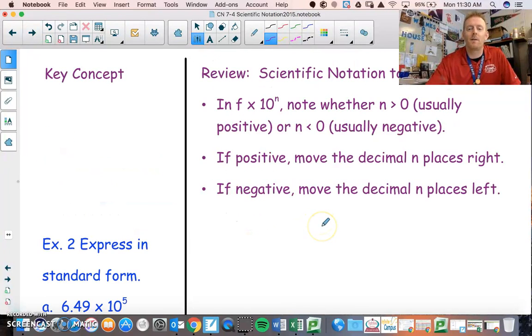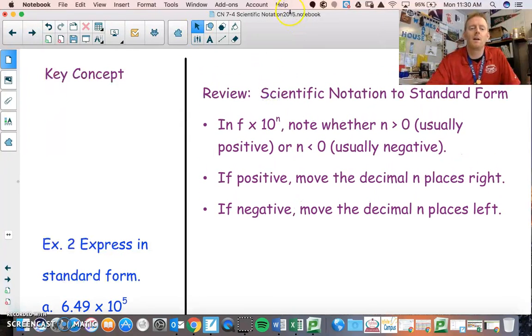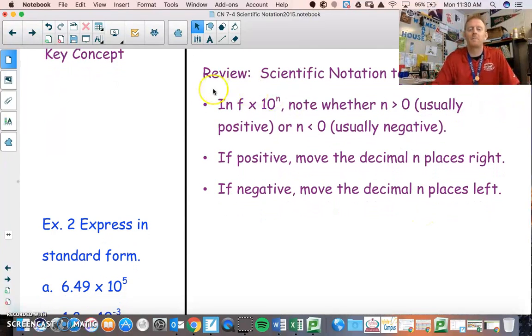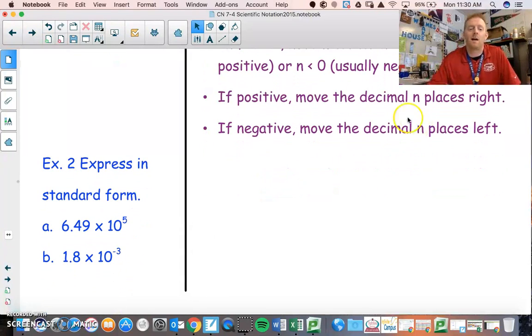All right, another big idea here. I think you can't see all of it because I got a fat head in the way, so I'm going to move it down. There we go. And it says that we're supposed to review how to change scientific notation into standard form. It's the exact opposite of what we just did. If we have a positive exponent, we move the decimal to the right however many places. And if it's a negative exponent, we move it to the left.